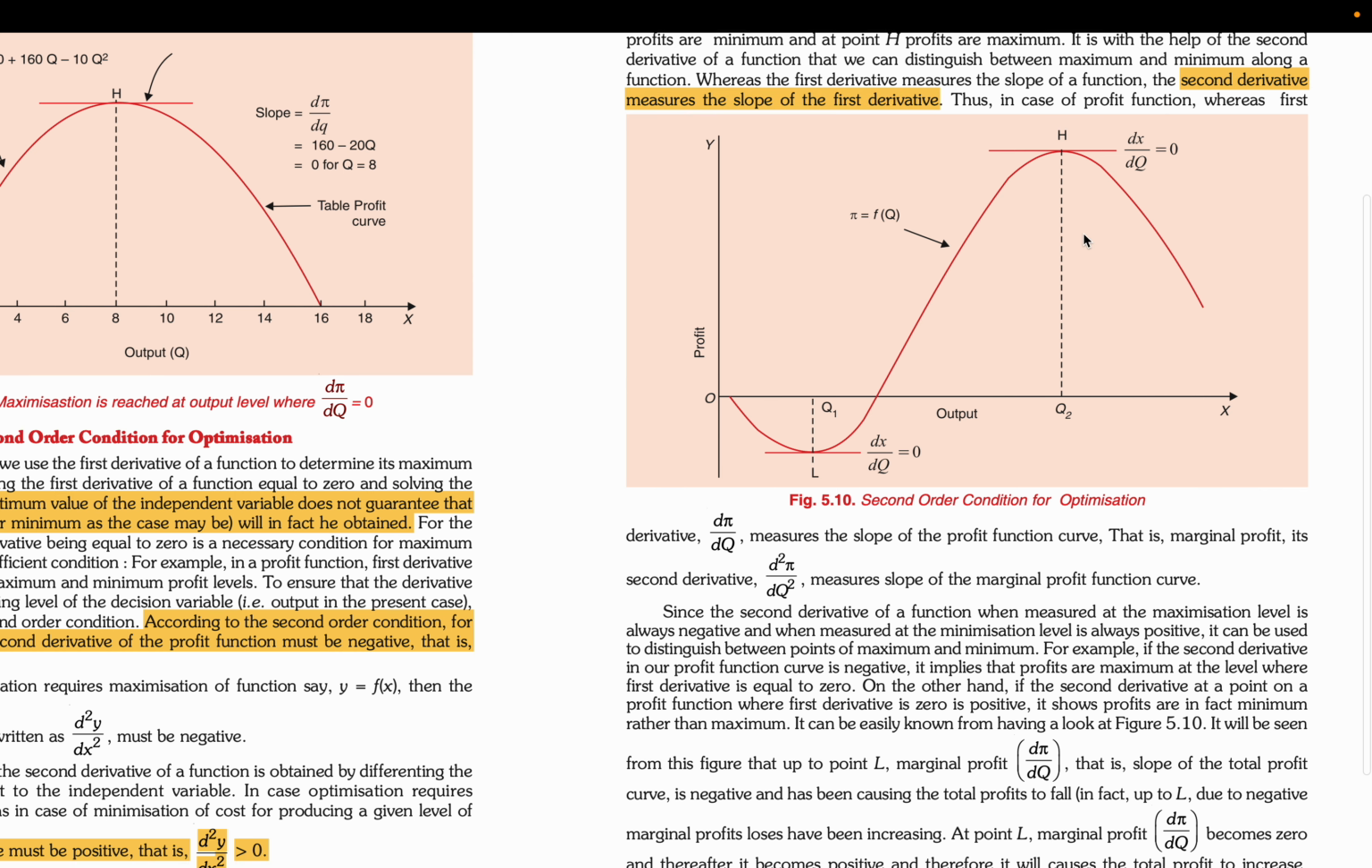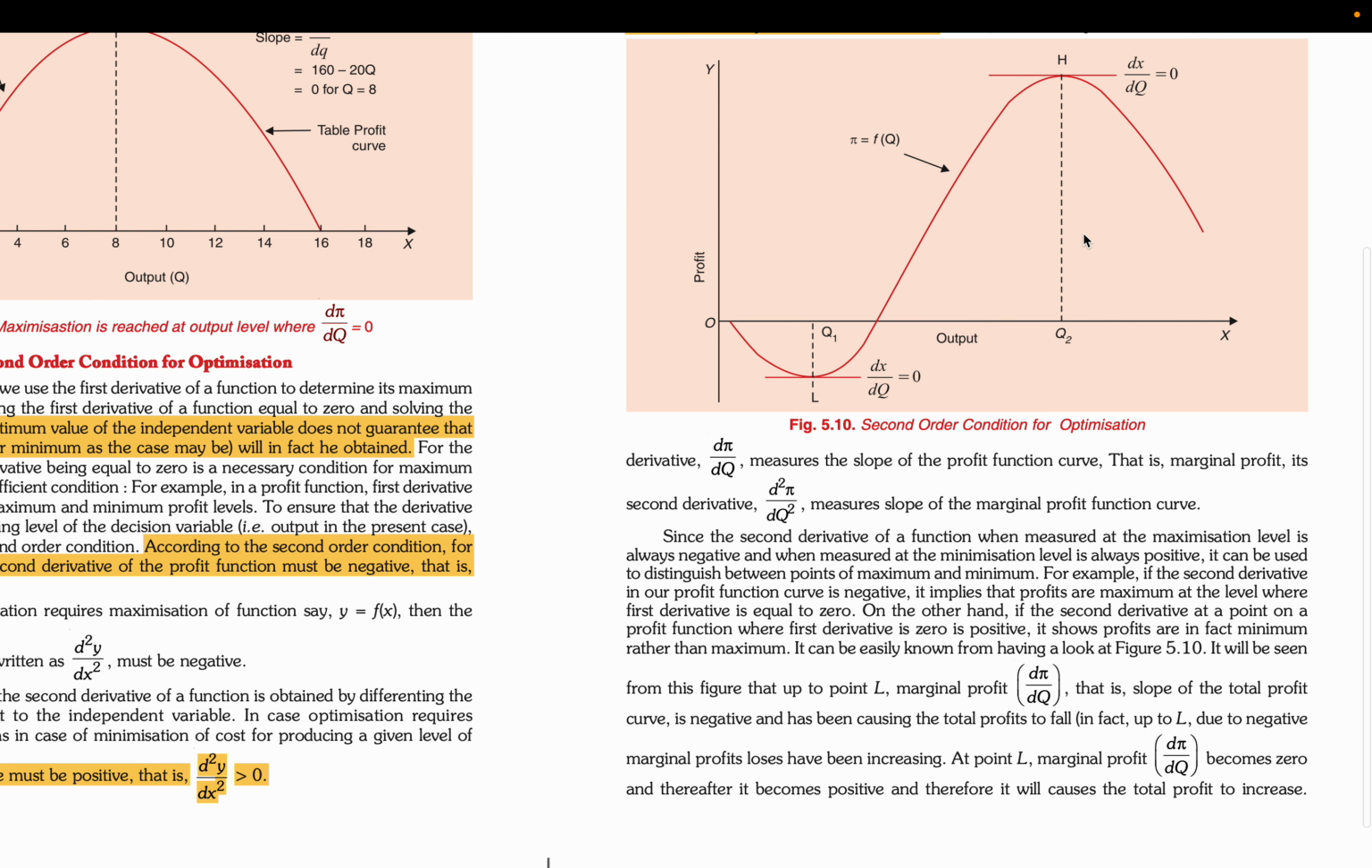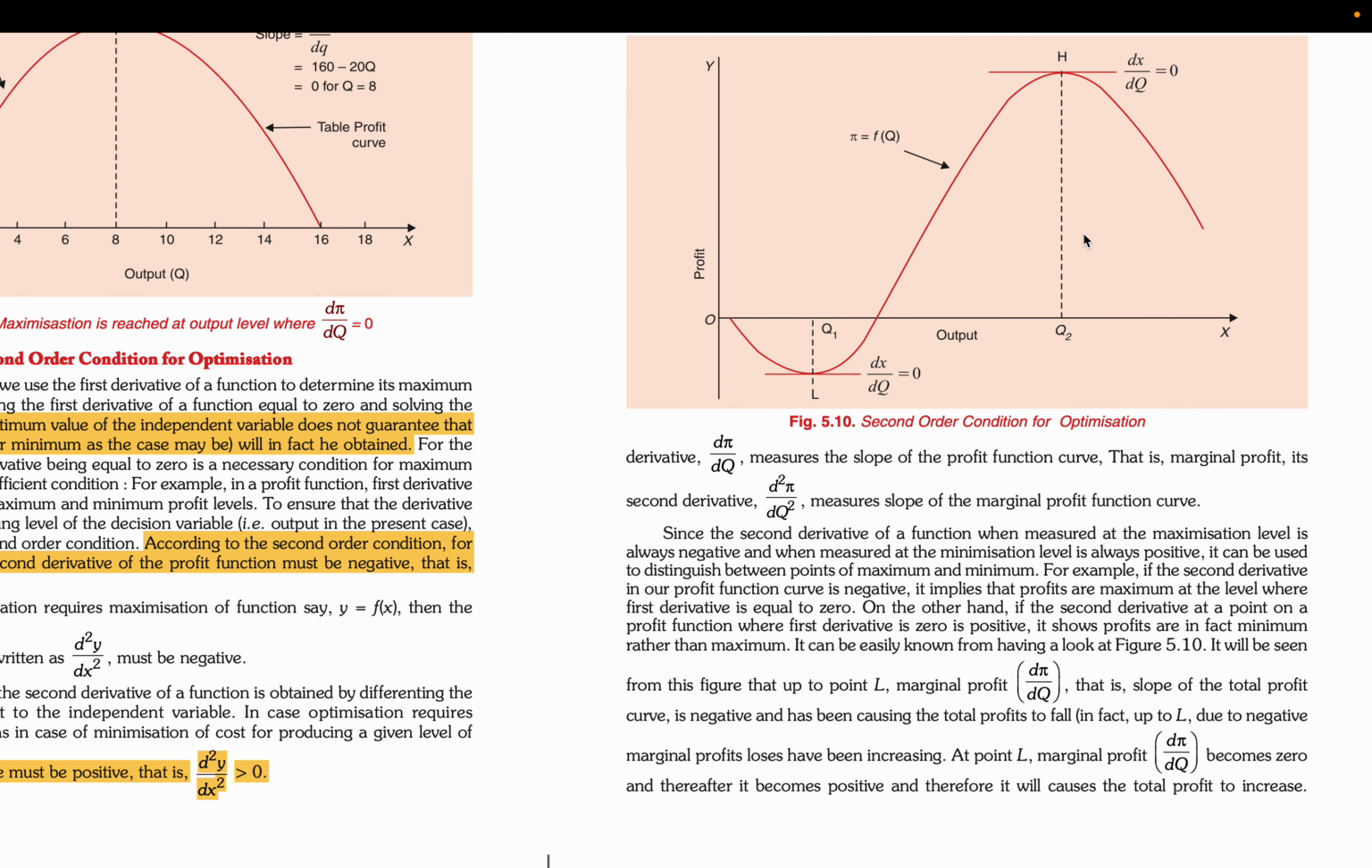Thus, in case of profit function, whereas first derivative d pi by dq measures the slope of the profit function curve, that is marginal profit, its second derivative measures the slope of the marginal profit function curve. Since the second derivative of a function when measured at the maximization level is always negative, and when measured at the minimization level is always positive, it can be used to distinguish between the points.